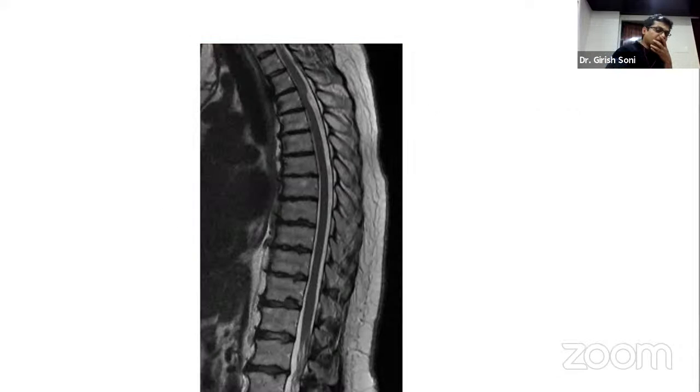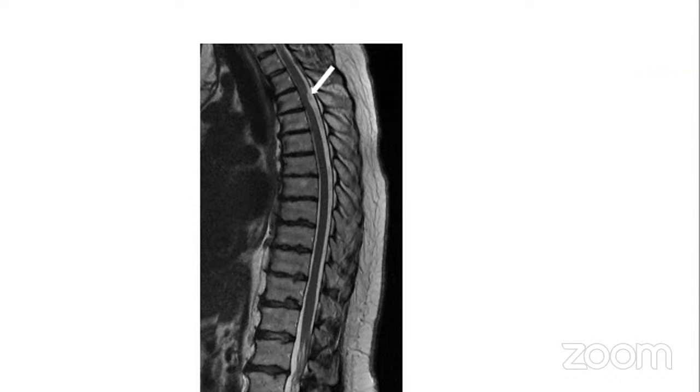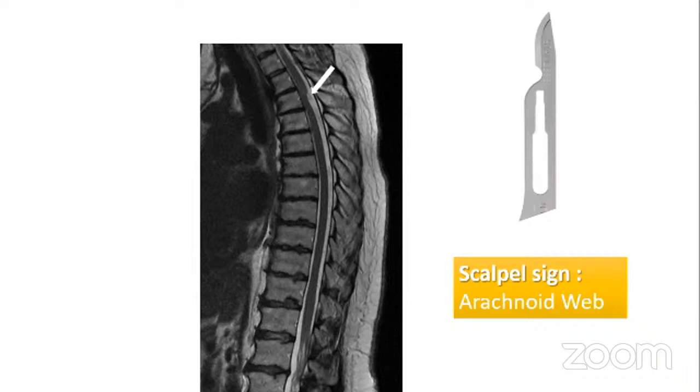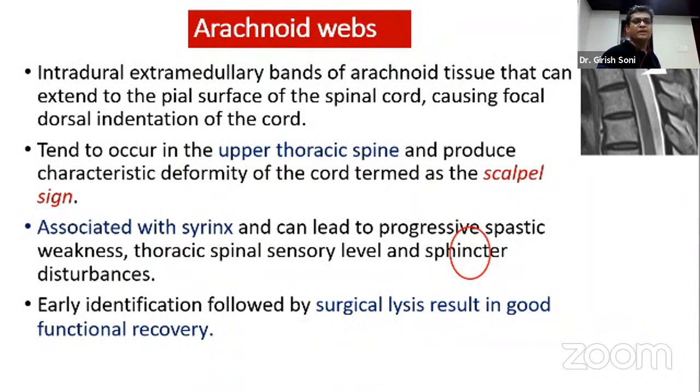This young male patient presented with a 2-3 year history of back pain, and on clinical examination he had pyramidal signs in both lower limbs. Any comment? Anyone want to comment? Arachnoid web. Yes, the classical scalpel sign, arachnoid web. This is one of the treatable causes of myelopathy or treatable causes of syringomyelia in the cord.